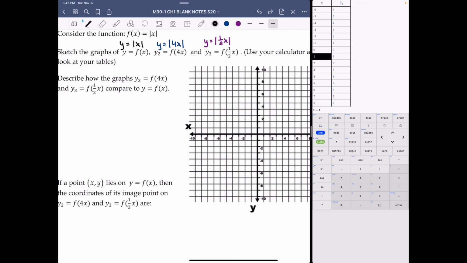Then I can plot some points to draw the graph of y equals absolute value of x. When x is 0, y is 0. When x is negative 1, y is positive 1. When x is negative 2, y is positive 2. X negative 3, y is positive 3, and so on. So we'd have a line going up like this.